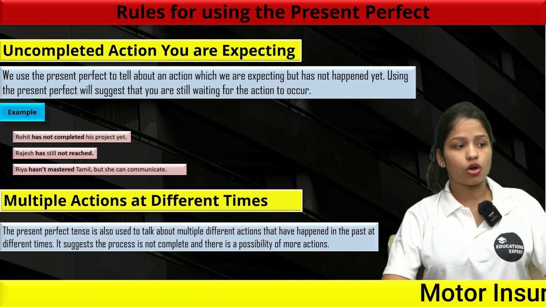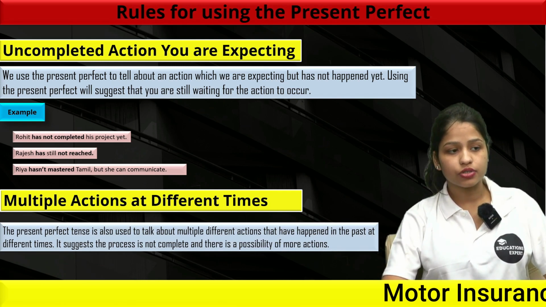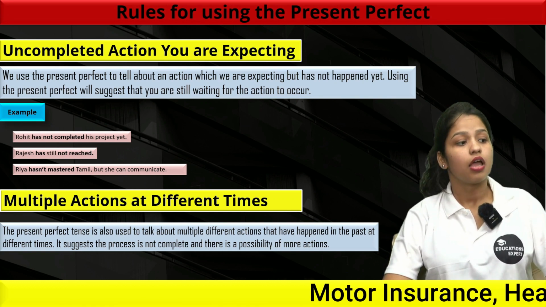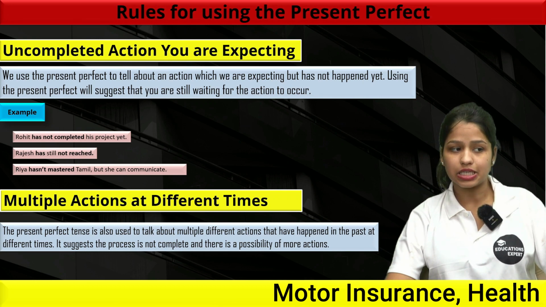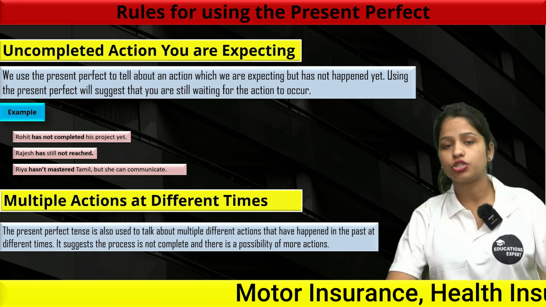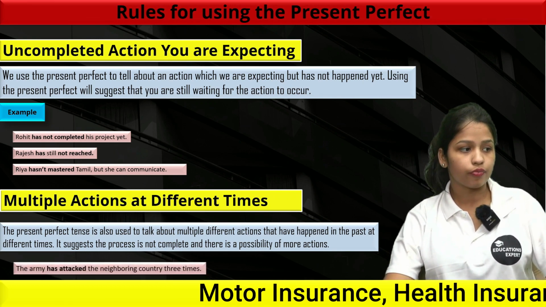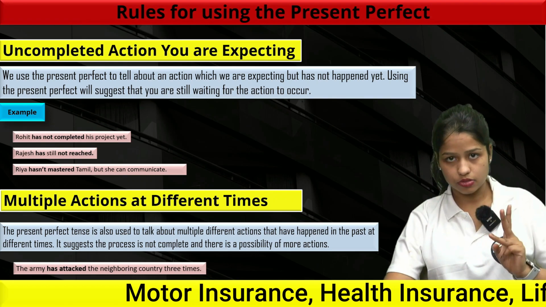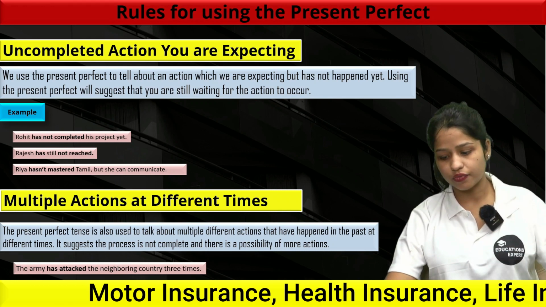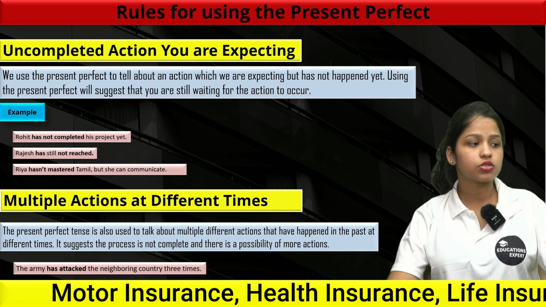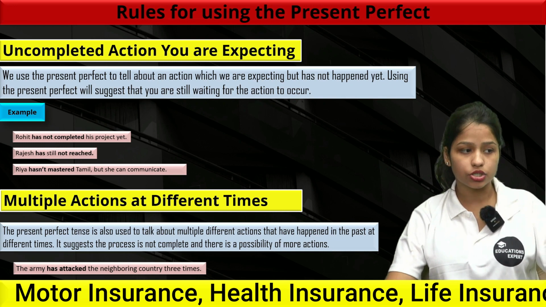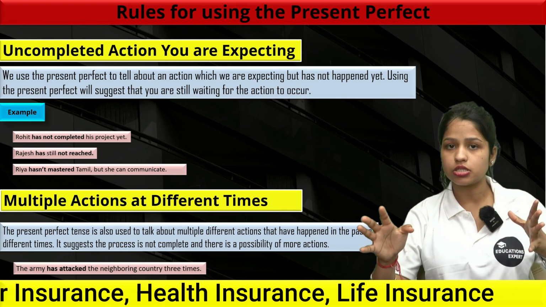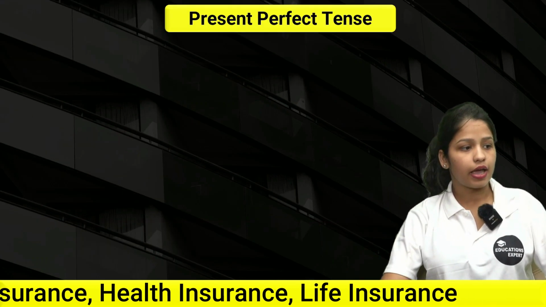Present perfect tense is also used to talk about multiple different actions that have happened in the past at different times. It suggests the process is not completed and there is a possibility of more actions. How? The army has attacked the neighboring country 3 times, right? Multiple actions at different times, right? Next up we have, we have had 2 competitions and 4 events so far this year. So there are multiple actions again at different times. I hope this is clear for you.